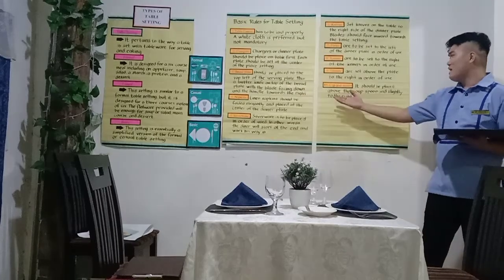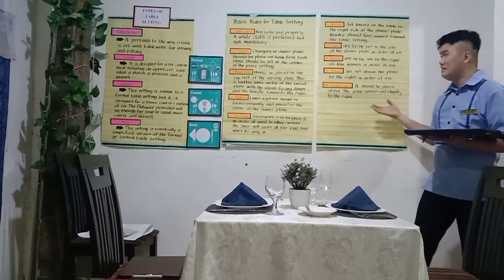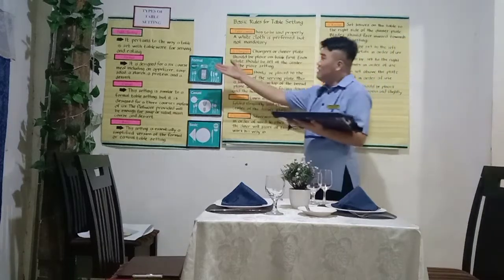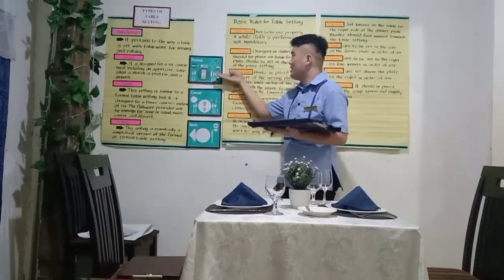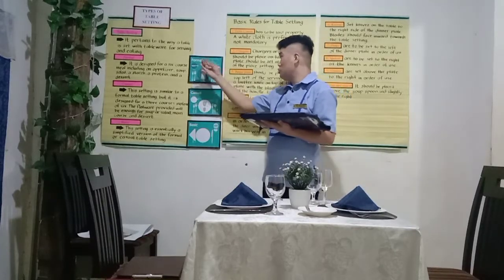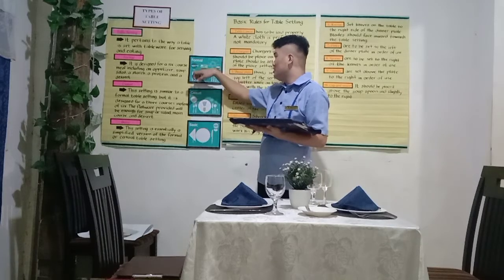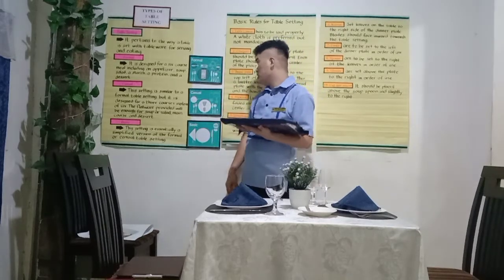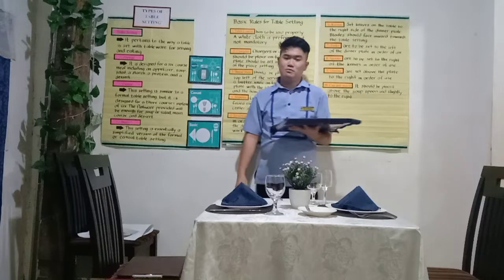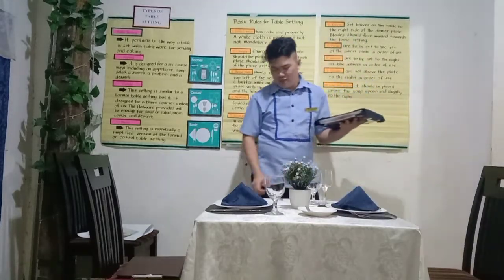Okay, lastly is the cup and saucer. It should be placed above the soup spoon and slightly to the right. So in formal table setting, we have here a cup and saucer. So the dessert spoon and dessert fork will be placed also at the top of the dinner plate or service plate. So these are examples of the types of table setting.